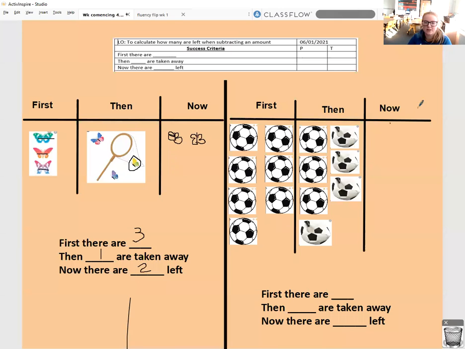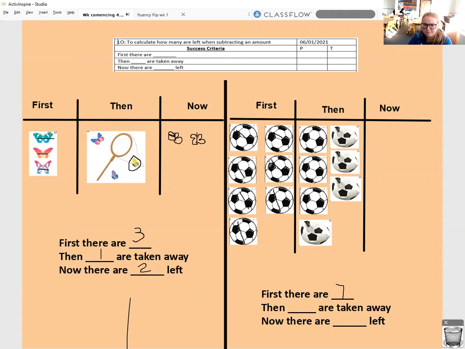Okay, let's have a look at this one then. So first, how many footballs are there? First there are, let's count them. 1, 2, 3, 4, 5, 6, 7. First there are 7 balls. Then how many are taken away?